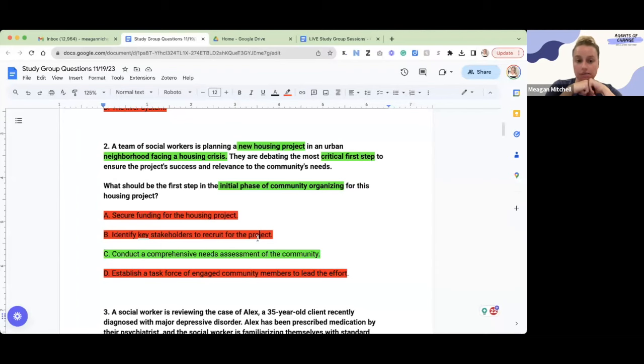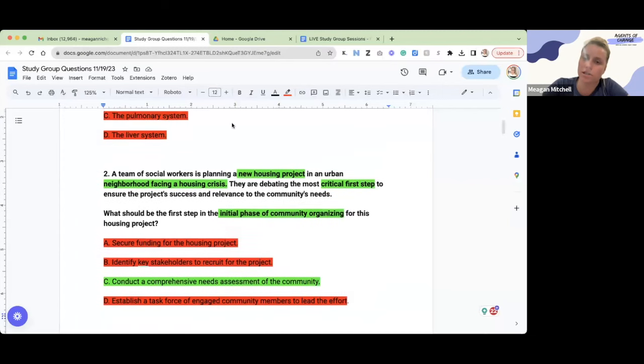Analyze that data. Yep. Probably then identify who your key stakeholders are, make a task force, and then secure funding. Yeah. You need to know who you're going to have that's going to be best to work on this. But we can't do that without the needs assessment.